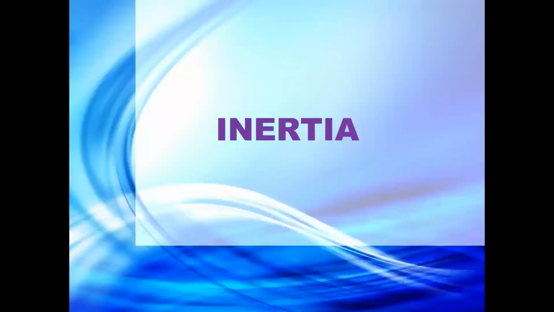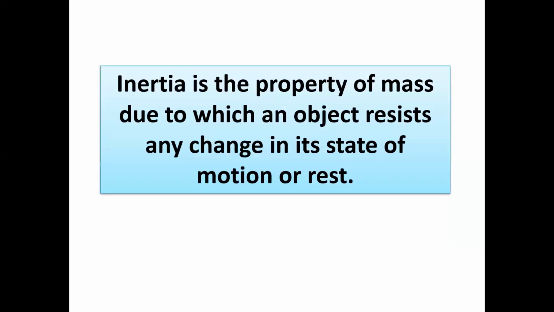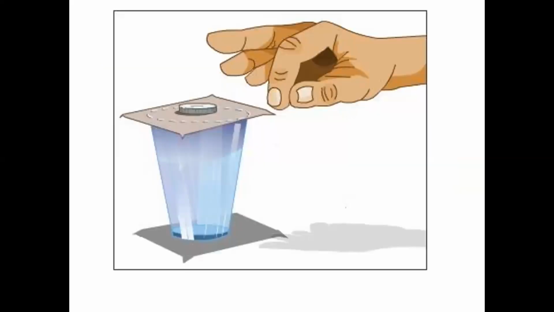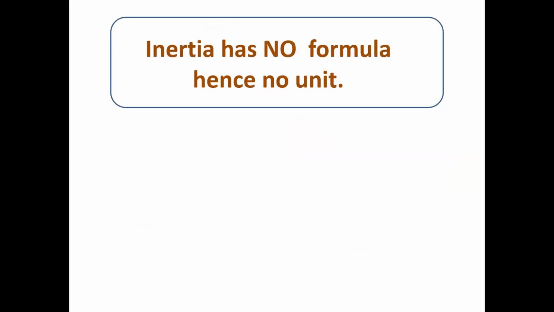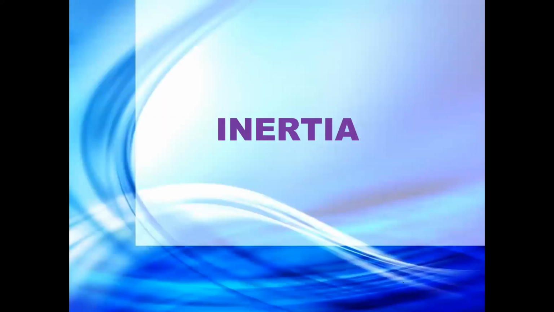Now, you have to see the inertia. We have just discussed that inertia is the property of mass due to which an object resists any change in its state of motion or rest. For example, this is a card and a coin is there. If you gently click the card, the coin will fall in the glass. Why? Because of greater inertia. Now you have to give the heading inertia.